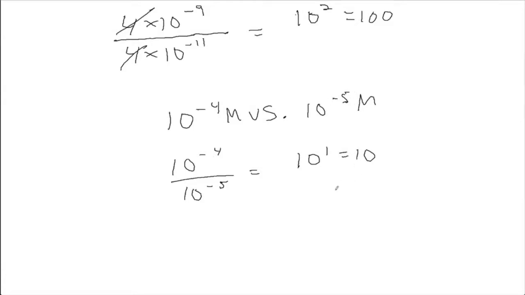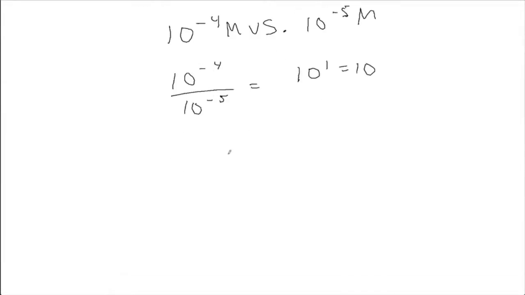That's right. Okay. Why did we put the 10 to the negative 4 on the top instead of the 10 to the negative 5th? Because it's a bigger number. Yeah, it's just going to be easier to work with if we put the bigger number on top. So you can make your life easier by putting the bigger number on top.